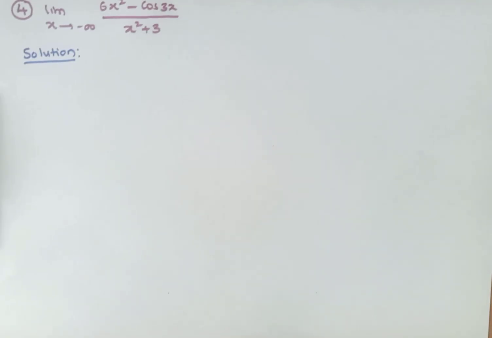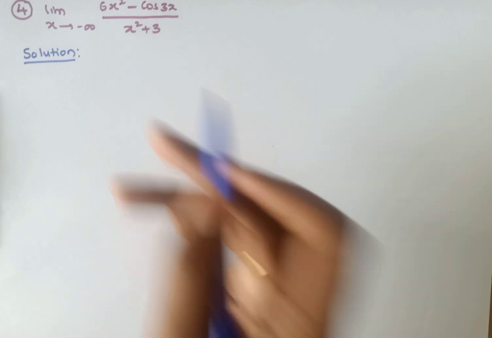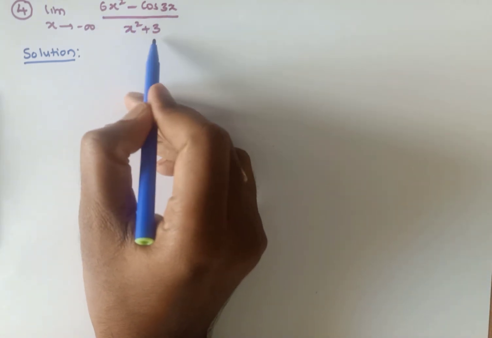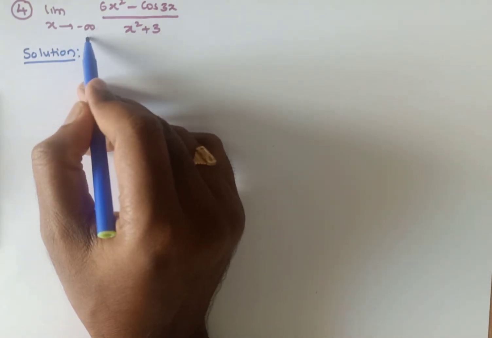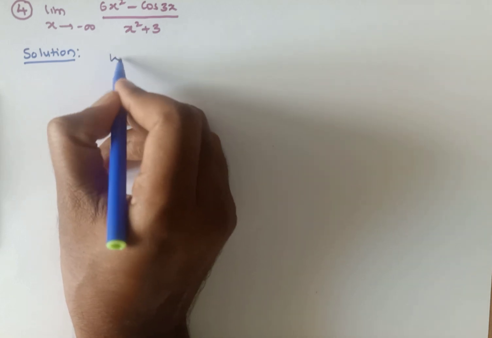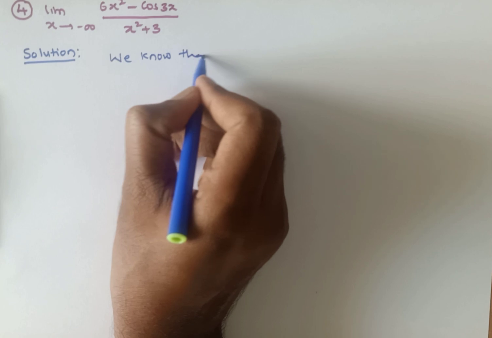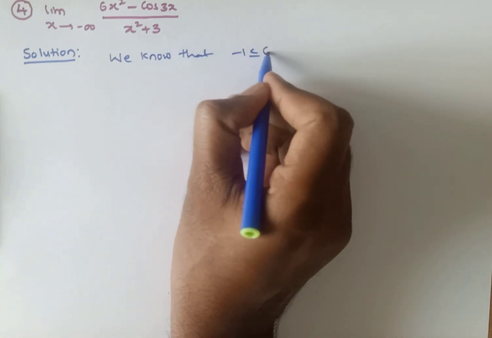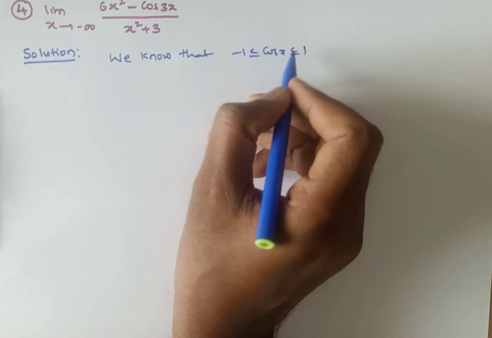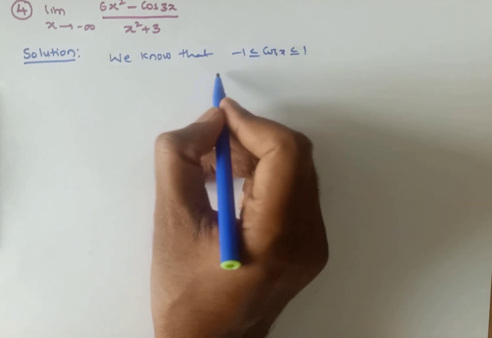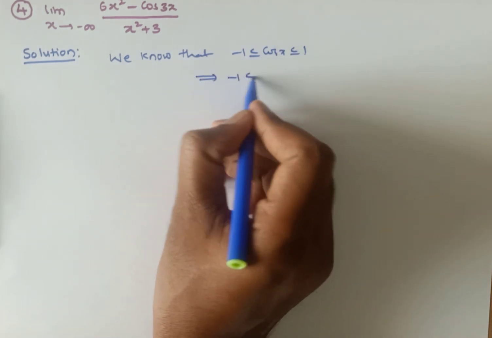One more problem. This is also related to the Sandwich theorem, since the numerator again contains the cosine function: limit of (6x square minus cos 3x) by (x square plus 3) as x goes to minus infinity. Here also we know that minus 1 is less than or equal to cos x is less than or equal to 1. Here x is anything, and this will lie between minus 1 and plus 1 only, right?